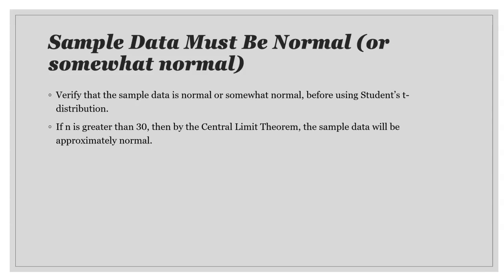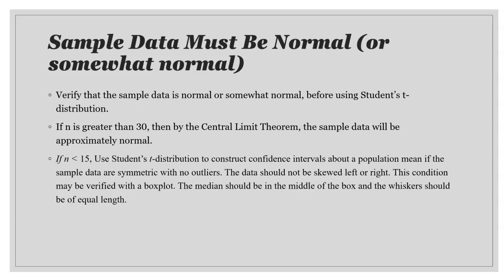If n is greater than 30, then we know by the central limit theorem that the sample data will be approximately normal. We talked about that previously. So there's no issue if n is 30 or greater. It's when n is less than 30 where we have to verify this. If n is less than 15, then we'll use the student's t-distribution to construct confidence intervals about the population mean only if the sample data are symmetric with no outliers, okay?